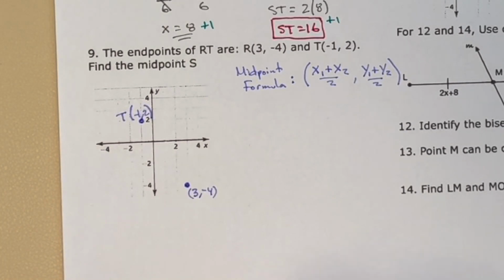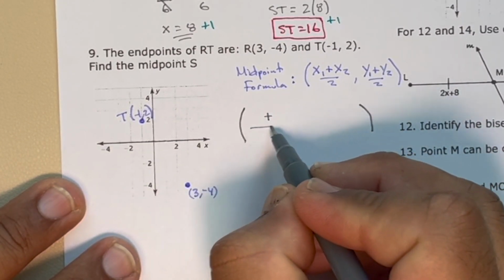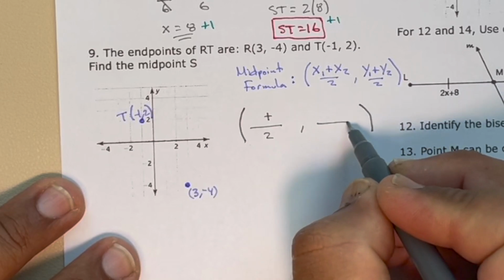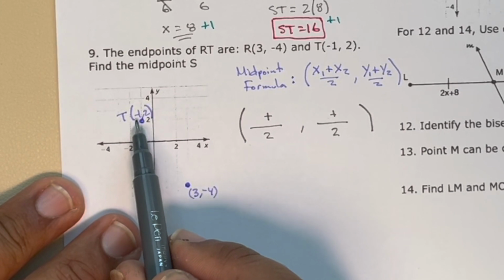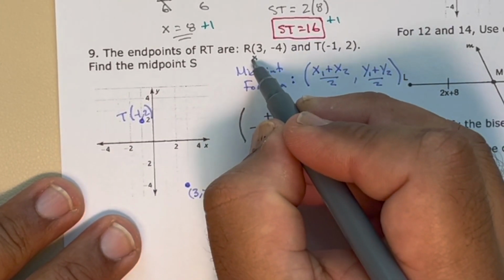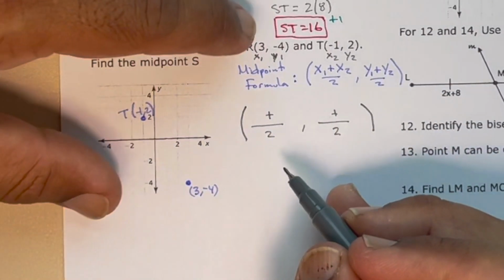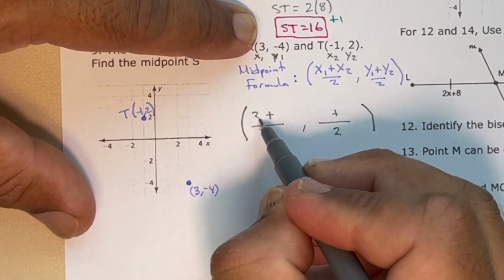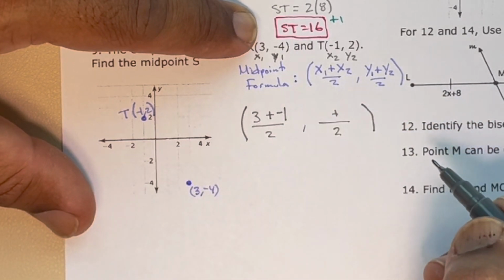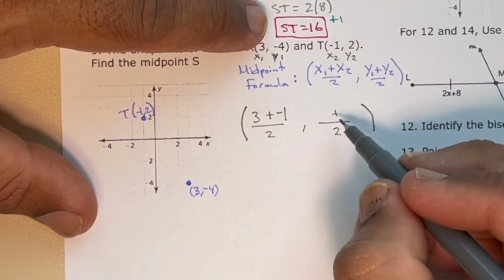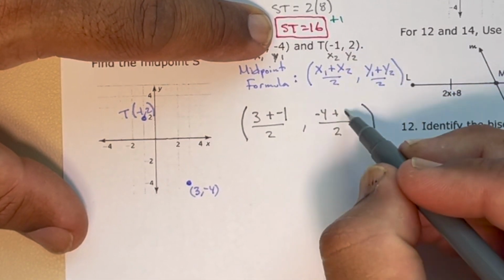So using my formula, I'm just going to plug in my x values and my y values. So for x1, y1, x2, y2, my x1 is 3. My x2 is negative 1. Those are my x values. Then switch to y values. My y1 is -4, and my y2 value is 2.